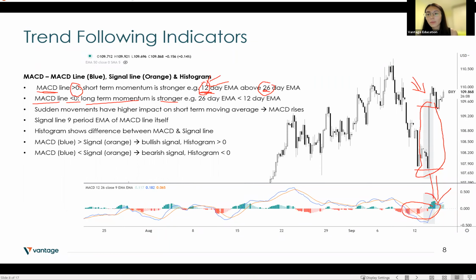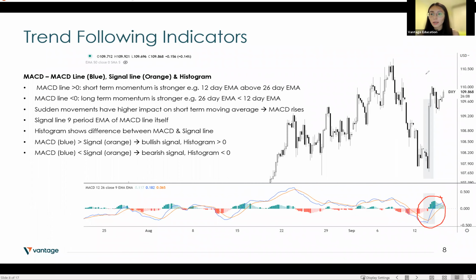So you can see that there is this strong, sharp movement up in the MACD. Let me just clear the drawings and highlight this area. Corresponding to this strong bullish momentum, the MACD blue line has a sharp spike up here as well. So on sudden movements, where you see huge movements, usually this would be caused by higher impact news. This can also cause MACD to rise sharply.